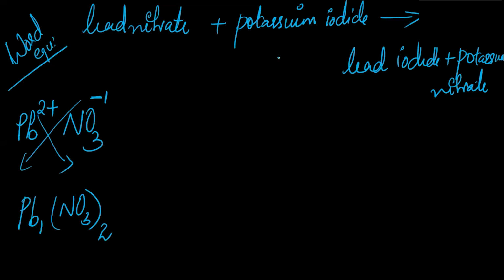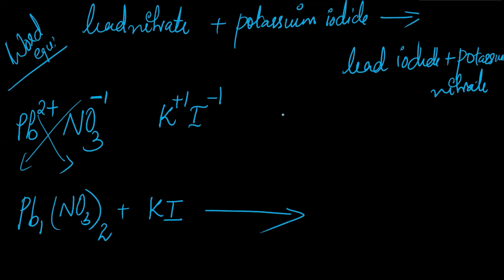Then what is potassium iodide? Potassium is K plus 1. Iodide is I minus 1. So crisscrossing, you will be getting what? KI, potassium iodide. Okay. And then arrow mark.